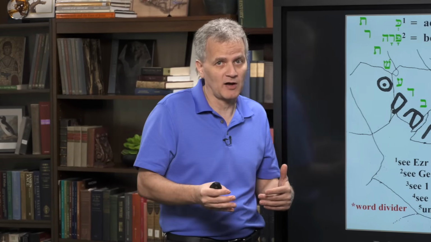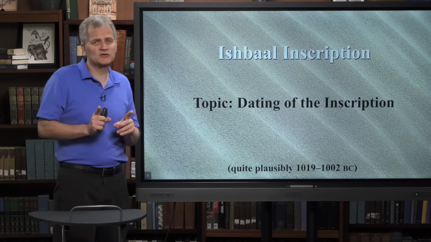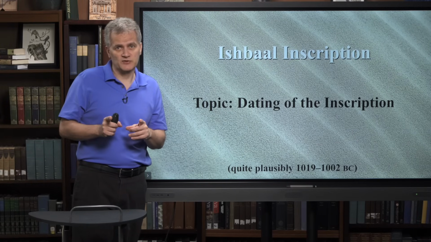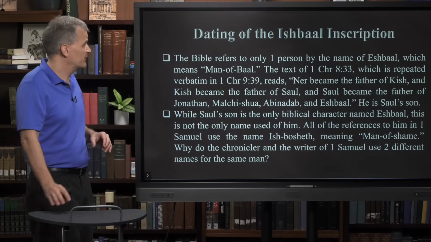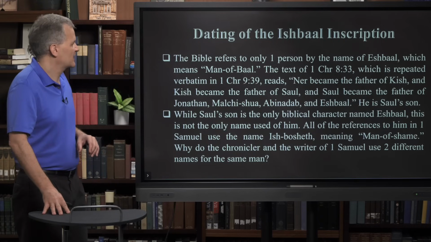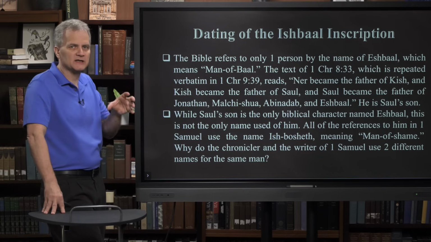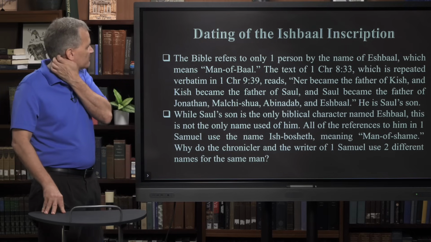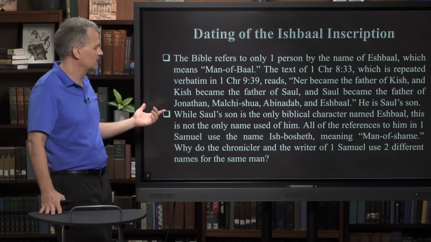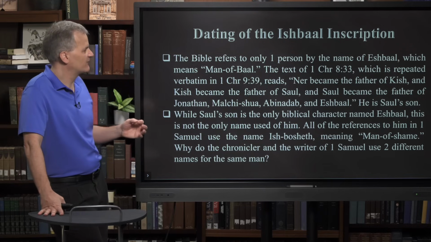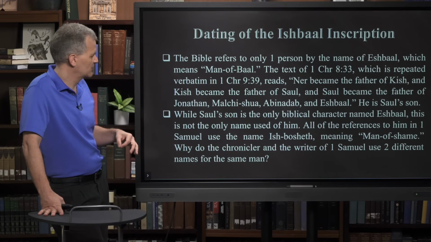Well, who is Ishbaal? That is a question we're going to have to try to address. But first, let's talk about the dating of the inscription. To where exactly does this inscription date? The Bible refers to only one person by the name of Ishbaal, which means man of Baal. That's the meaning: Ishbaal means man of Baal. The text of 1 Chronicles 8:33, which is repeated verbatim in 1 Chronicles 9:39, reads, Ner became the father of Kish, and Kish became the father of Saul, and Saul became the father of Jonathan.